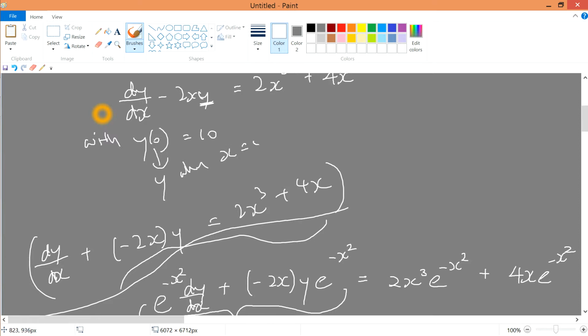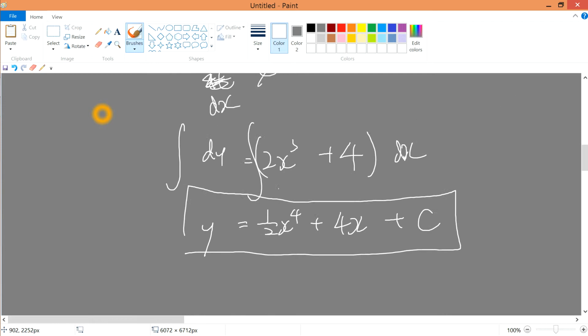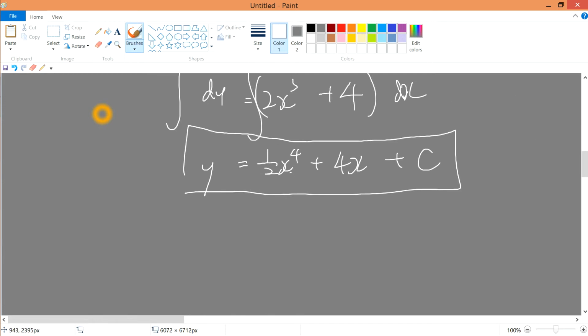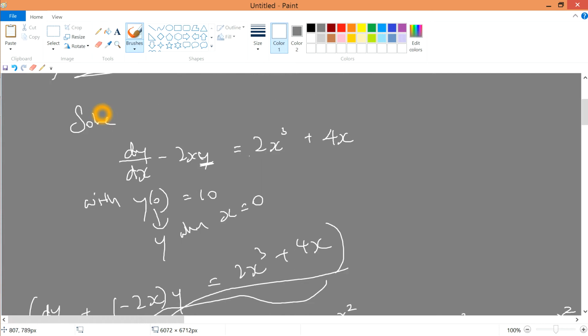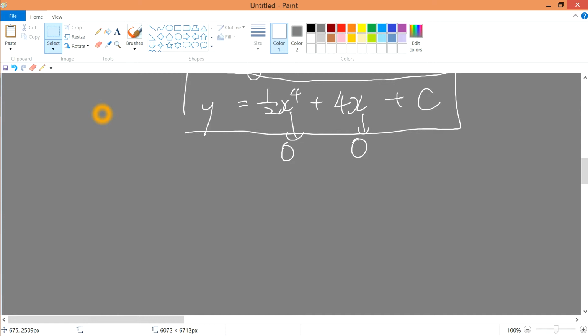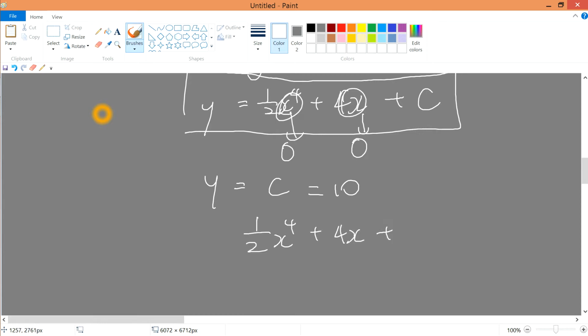This y(0) simply says that when x is equals to 0, taking this assumption, this all are 0, we know that it is equals to 10, right? And therefore we know that y is equals to just c, right? Because this becomes 0 when x is equals to 0. And therefore c is equals to 10, right? And that's it. So we have the final equation of y = half x⁴ plus 4x plus 10, and that's the answer.